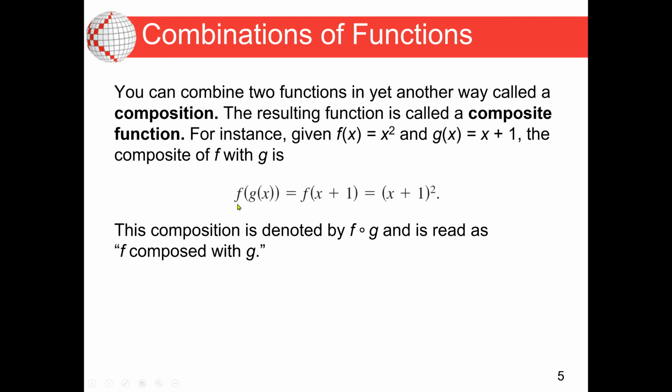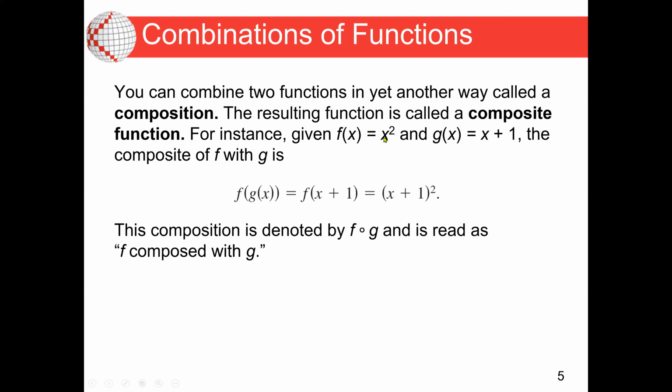So here we have f(g(x)). The first thing we do is write the f function. The f function is x squared. So anywhere I see x, I'm going to replace it with x plus 1, since g(x) is the inner function. So we end up getting f(x plus 1). And since f(x) is x squared, we are going to square x plus 1. So our final answer will be (x plus 1) squared.